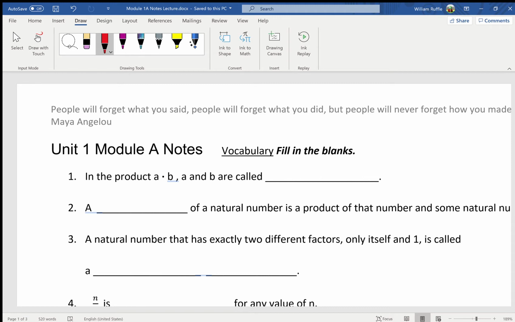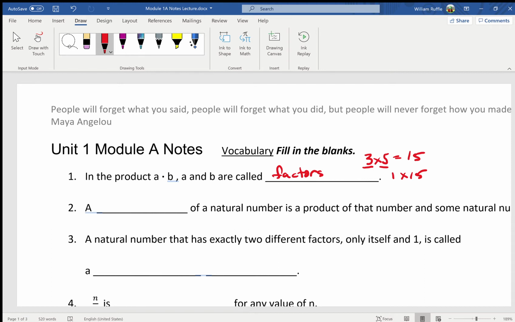In the product AB, A and B are called factors. So really when you do 3 times 5 equals 15, both 3 and 5 are factors of 15. Also, the other pair of factors is 1 times 15. So those would be all the factors of 15, those 4 numbers.